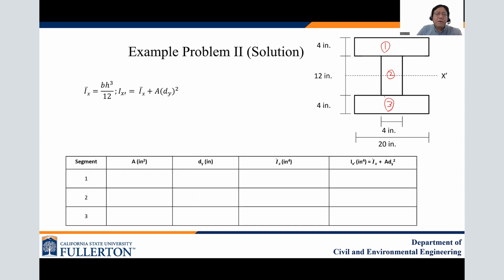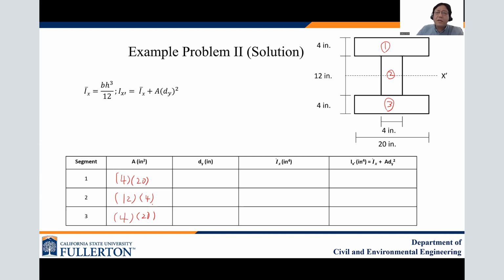Okay, and then the first thing is to find the area for part 1. There's 4 times 20, right? And then part 2 is 12 times 4. And then finally part 3 is the same, so 4 times 20, right? So this is the value.